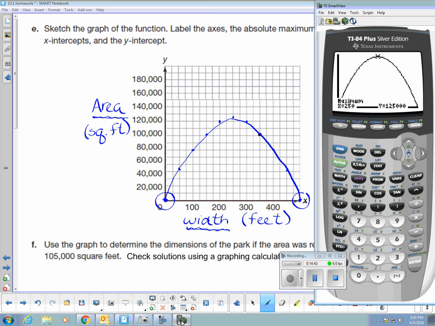So my maximum is at 250 feet for my width. 250 feet for my width gives me a maximum area of 125,000 square feet. So this tells me the width, and this tells me the maximum area.